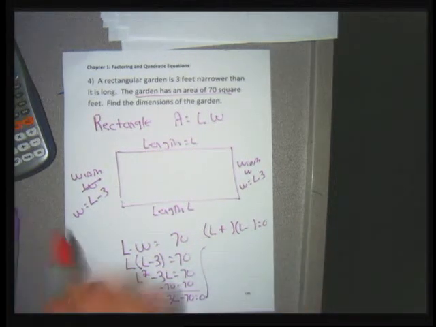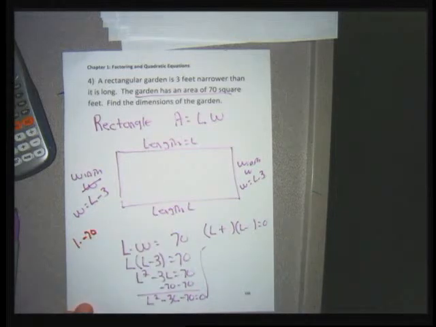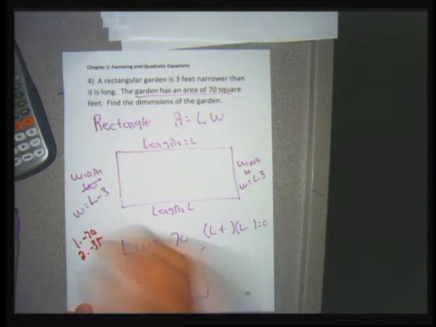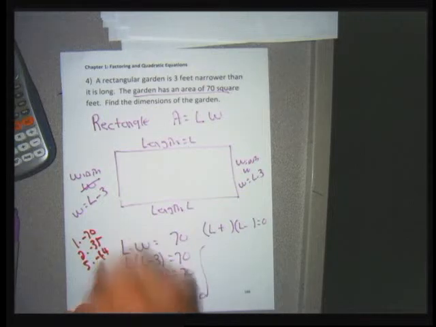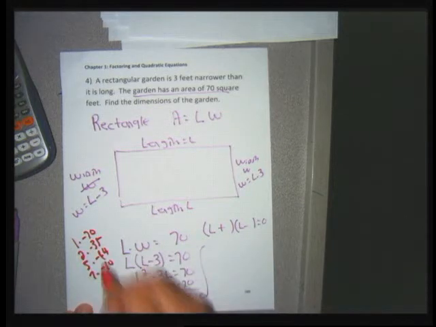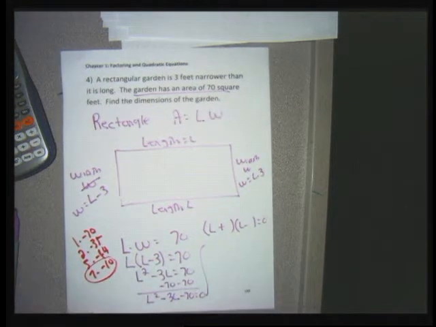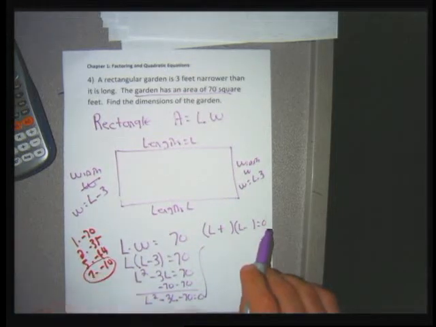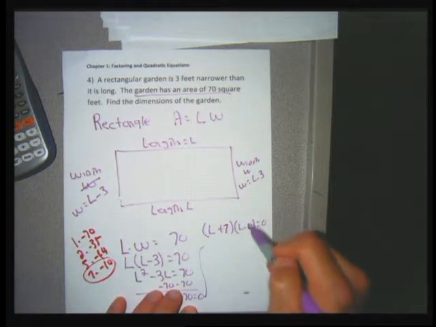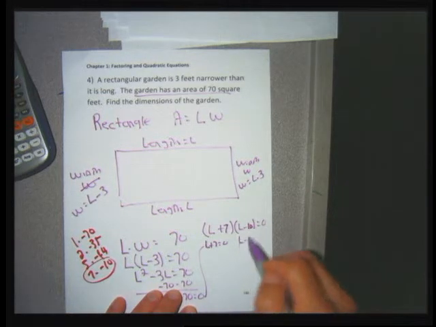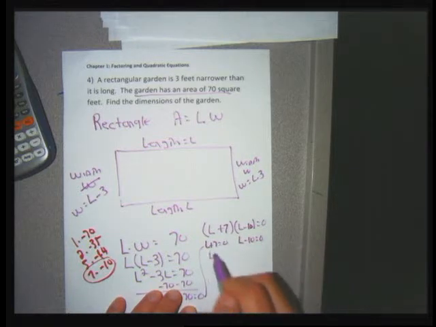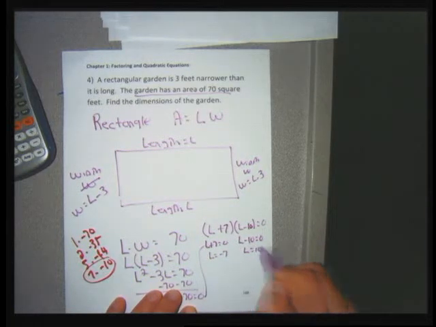In the 70s, I could do 1 and minus 70, not close. 2 and minus 35, that's not giving me a 3. 3 doesn't work. I don't think 4 works. 5 and minus 14, I believe. That doesn't work. 6 doesn't work. 7 and minus 10, well, that actually works, because 7 minus 10 is negative 3, and 7 and negative 10 are factors of negative 70. So I'll do plus 7, minus 10. Then I'm going to go L plus 7 equal to 0, L minus 10 equal to 0. I get L equal to minus 7, or L equal to 10.